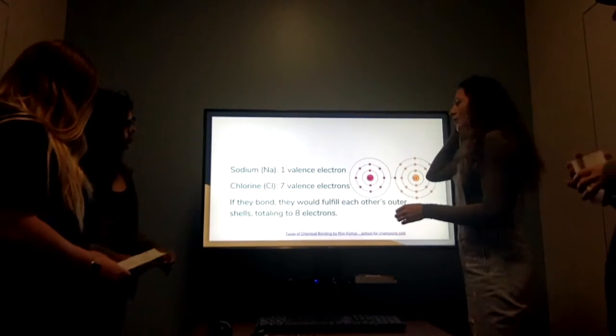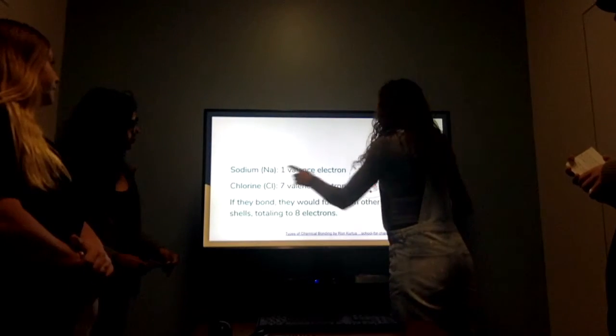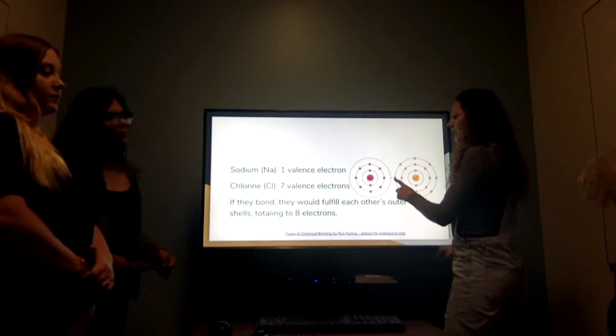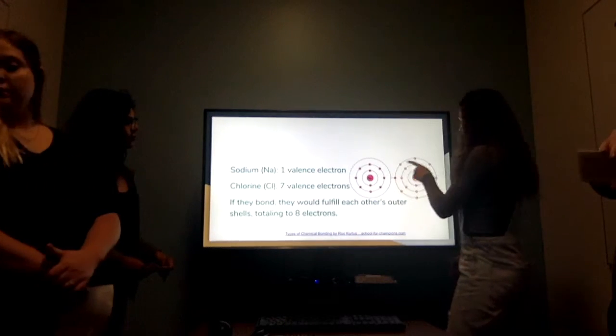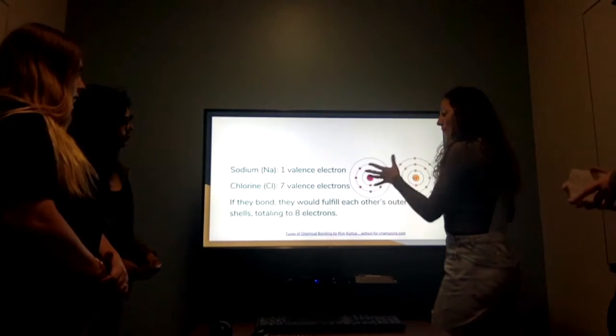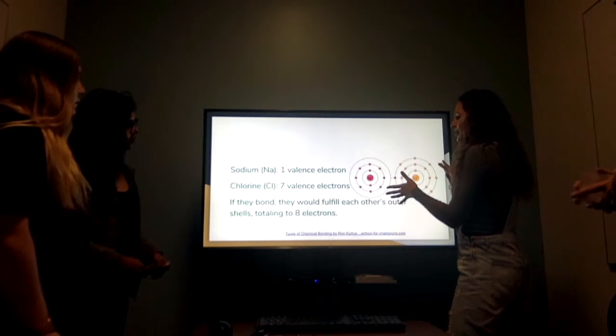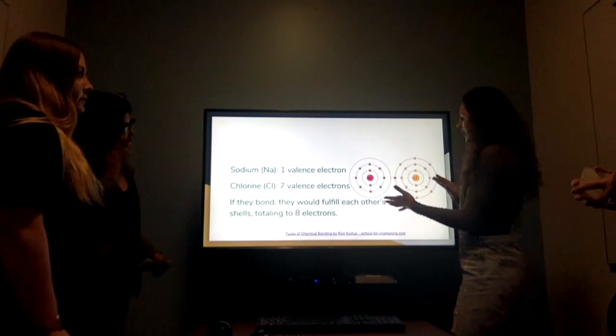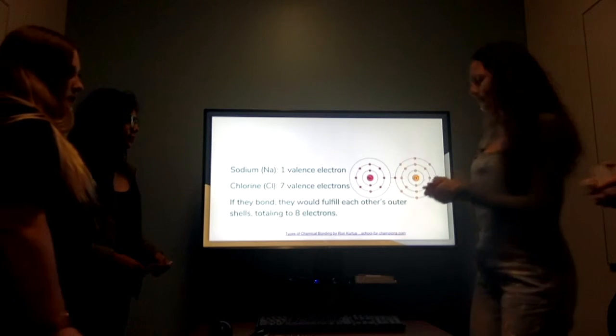And then another last example is sodium has 1 valence electron, as you can see right here, and chlorine has 7 electrons on the outermost. So when they bond, they would fulfill each other's outer shells, totaling to 8 electrons, and that's how we get sodium chloride.